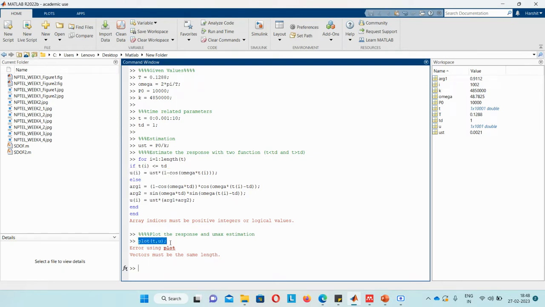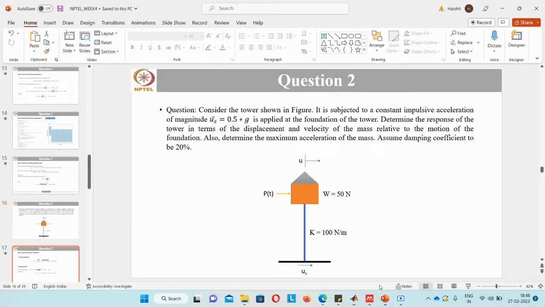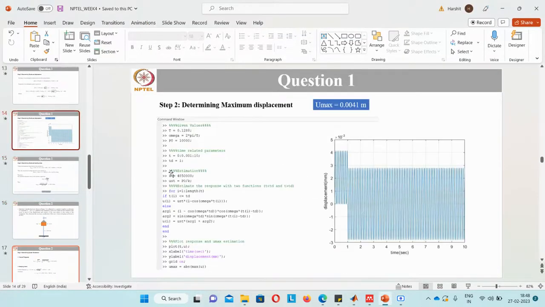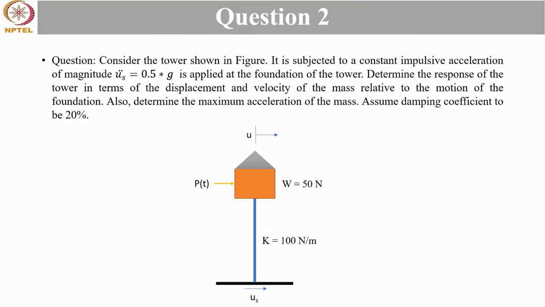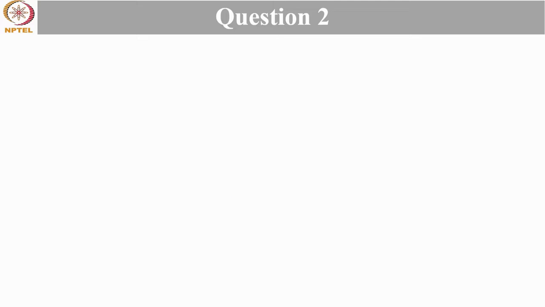And that's why the plot t comma u was not plotted, because the vectors were not of the same length. So there was a multiplication sign that we missed here. You can do that correction, and when you write the code again, you will get the response like this. Okay, so let's see the solution for this question now.